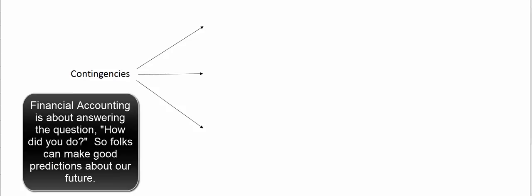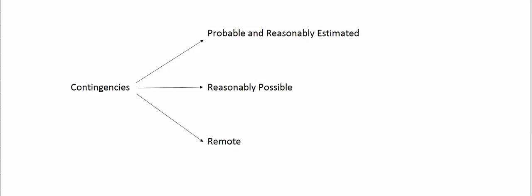And what we tell them and how we communicate it depends on what kind of probability there is associated with those events. So we as accountants have to make a decision whether it's probable and reasonably estimated, whether it's just reasonably possible, or whether it's a remote possibility.